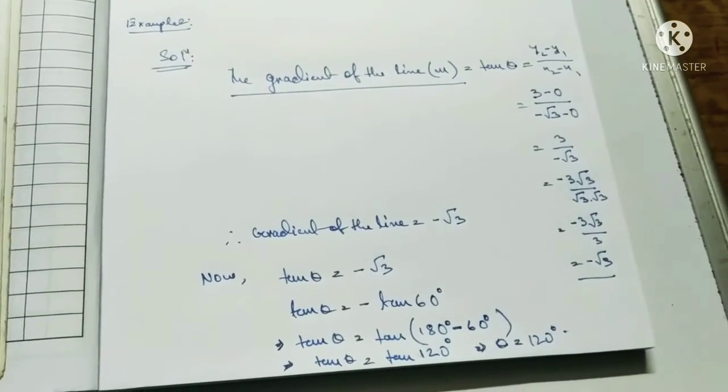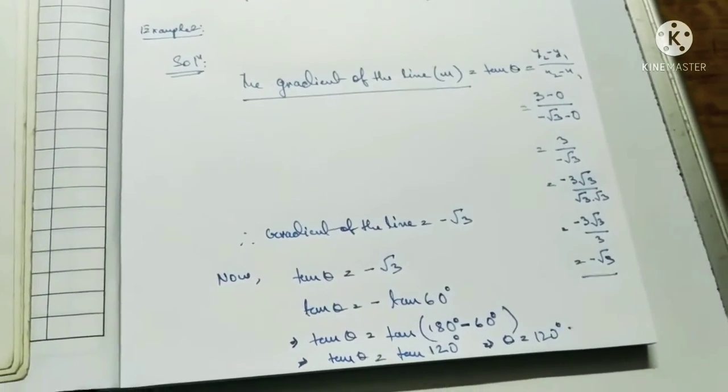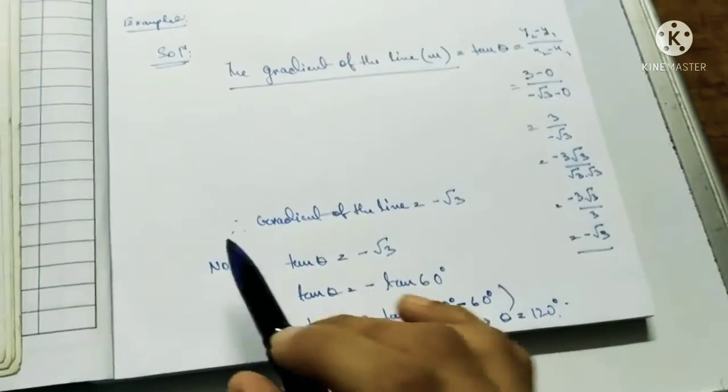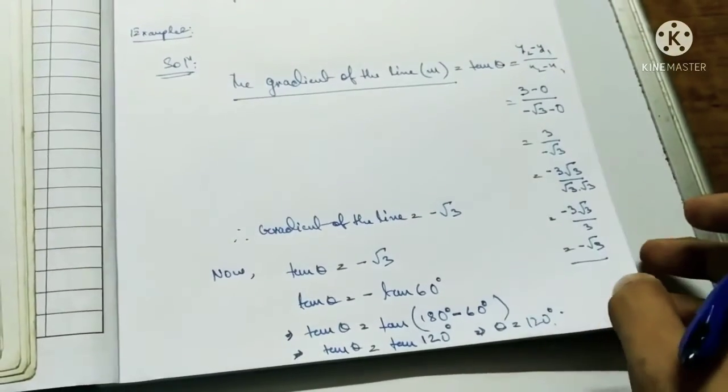Understand? This much only. So the inclination of the line is 120 degrees and the gradient of the line is minus root 3.